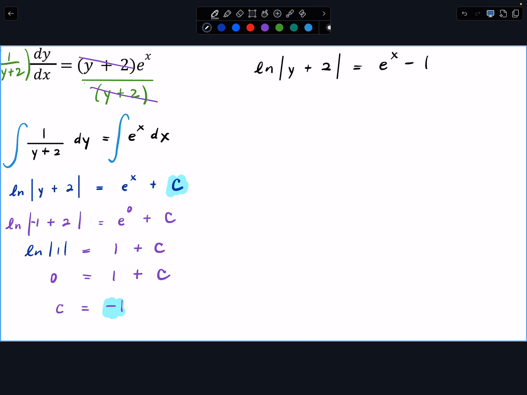So what do I need to do? How do I get rid of the ln? E. Remember I told you to be dramatic? So put a big base e on both sides. This is why I told you it's going to look weird. Do you see this? That looks weird, huh? But that is technically right. So watch what happens. E and ln cancel. So we have the absolute value of y plus 2 is equal to e raised to the e to the x minus 1.